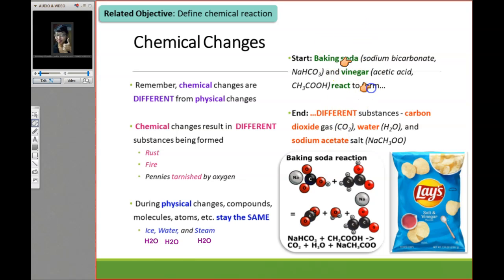Our example in class was we mixed baking soda and vinegar. They reacted to form bubbles, which were carbon dioxide gas, water, and a salt, a sodium acetate salt, which is the salt that is used on chips, like salt and vinegar chips.